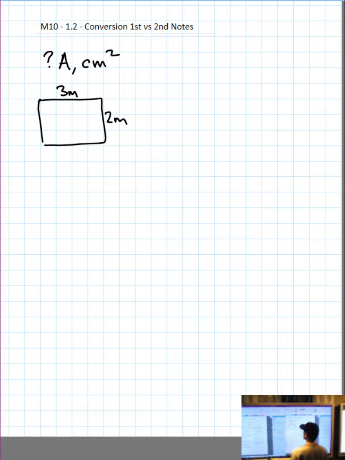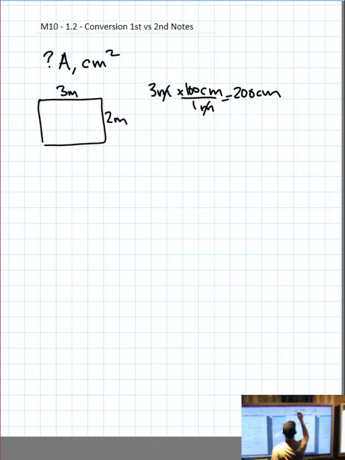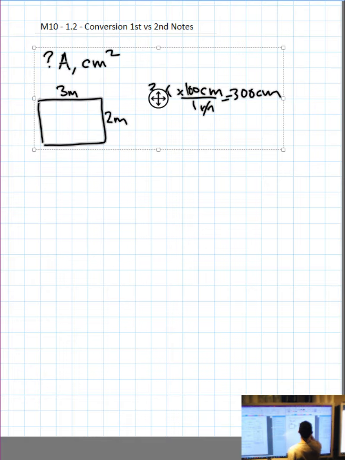As you can see in the notes, we can take 3 meters and convert it to centimeters. So we need to cross off meters and get to centimeters. We know there's 100 centimeters in a meter. I'm not going to keep squaring my conversion factors. Cross off the units we want, get the units we're getting. So we have 300 centimeters.